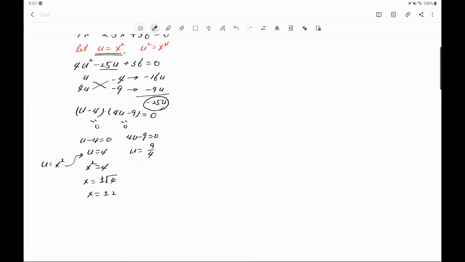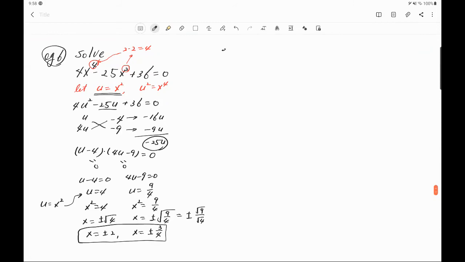All right, then from here, x squared equals 9 over 4. So x equals plus or minus the square root of 9 over 4. So x equals positive or negative 3 over 2, the square root of 9 over the square root of 4. So these are the solutions to this fourth power equation. Plus or minus means this is positive 2 and negative 2. Plus minus means there are 2: one is positive, one is negative.